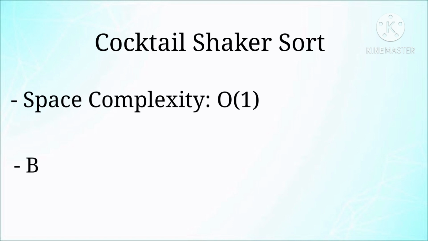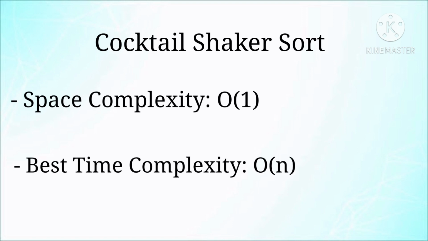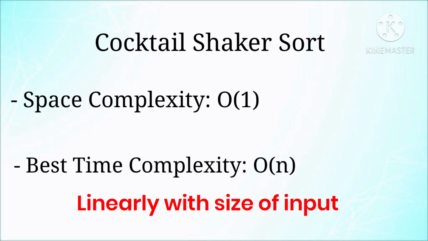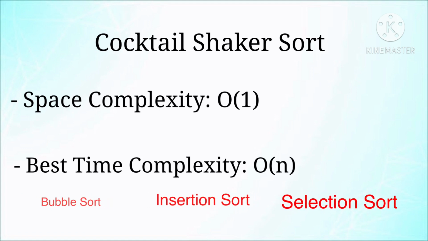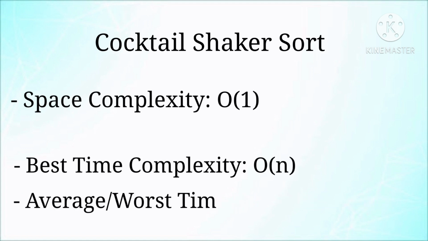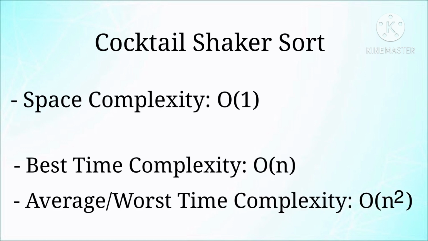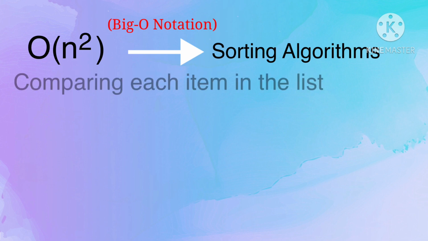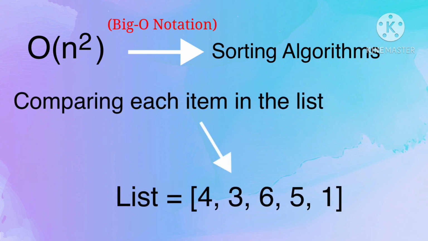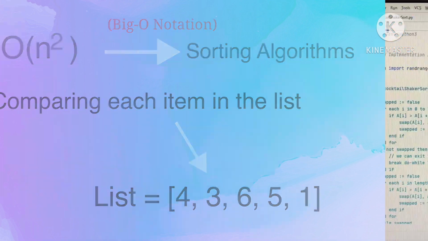Furthermore, this sort has a best time complexity of O(n), where the time runs linearly with the size of the input. And just like many other sorting algorithms such as bubble, insertion, and selection sort, the average or worst time complexity for the cocktail shaker sort is O(n^2). This means that the performance is directly proportional to the square of the input size. This is usually the time complexity for sorting algorithms because it works by comparing each item in the list with the item next to it and swapping them if required.